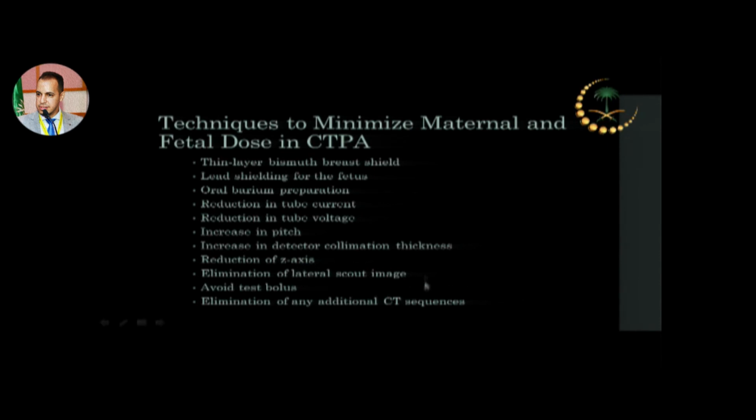Eliminate the lateral scout film. Avoid test bolus, and eliminate any additional CT sequences. It's also advised to use faster scanners. So if your hospital has a 16 slice or a 64 slice, go for the 64. It's a faster scan. That means there will be less radiation risk to the fetus.